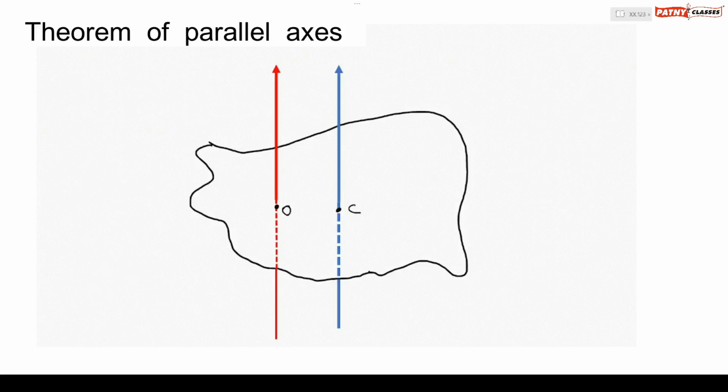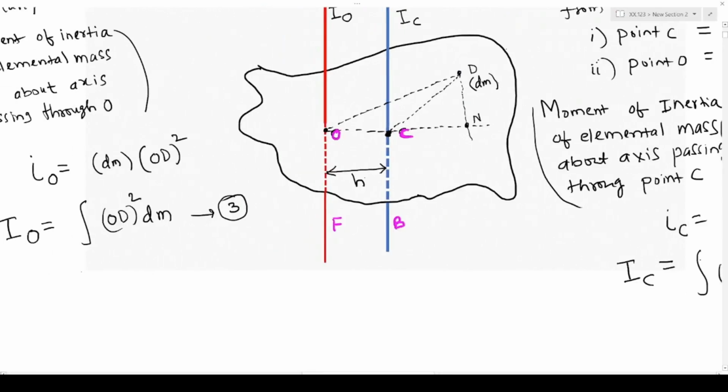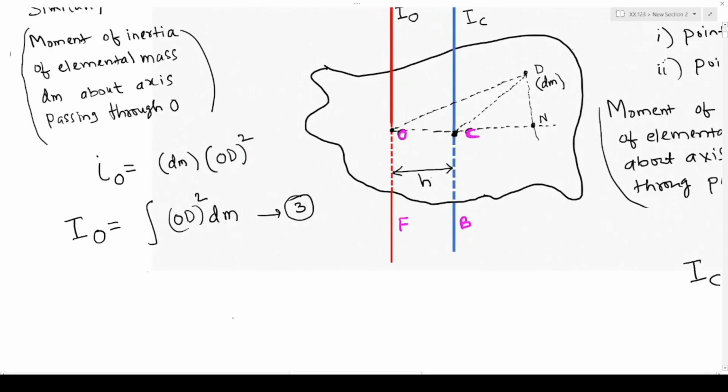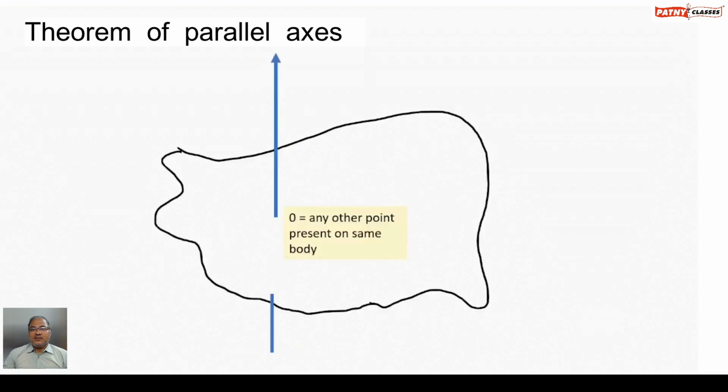In this video, I am going to derive the theorem of parallel axis. I am going to talk about the theorem of parallel axis as well as derive an expression. For that, I need to have a body. Theorem of parallel axis is applicable to any shape of the body. Therefore, here I have taken a random shape. It is a body of any shape.